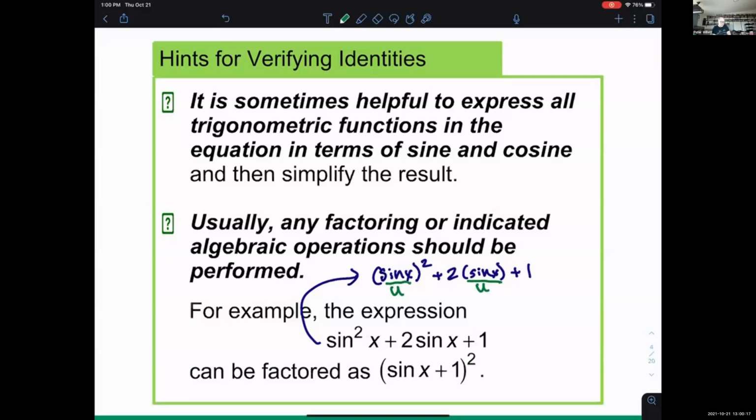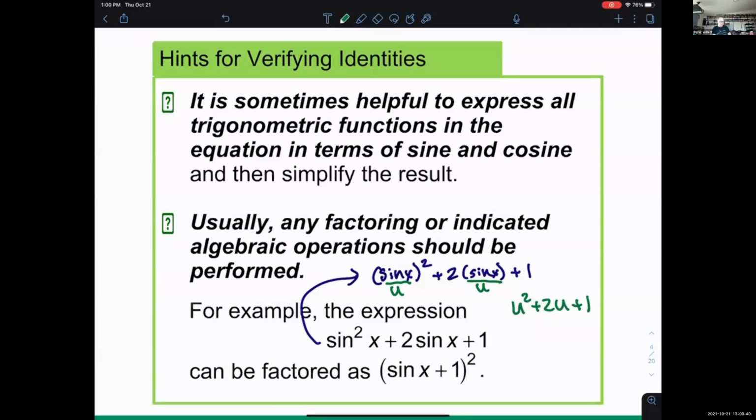In algebra, we would refer to this as a u substitution. Even though sine x is more complicated than just u, since it occurs in more than one place, and we're always talking about trig functions like sine x, just imagine that when they say sine x is squared and it's 2 times sine x, what if you just replace that with a u, then this would be u squared plus 2u plus 1.